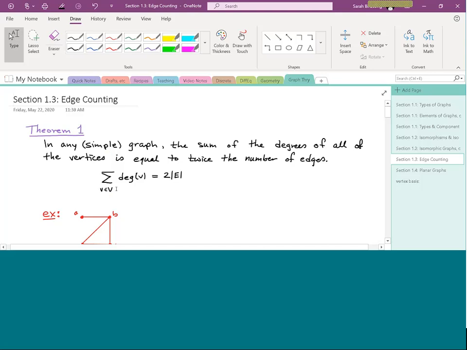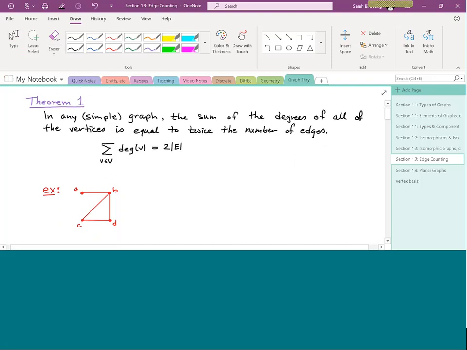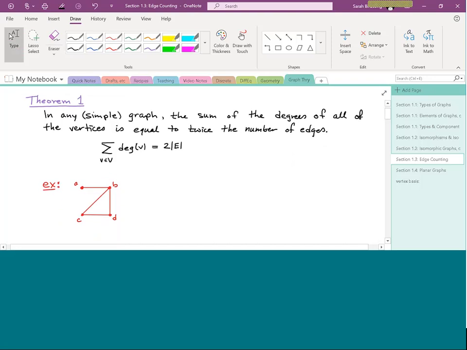Now, if you did remember Calc 2, they normally did indices where you had something like i equals 1 to n. This notation down here means we're not going to label them like that. This just means take every single vertex from your vertex set, take the degree, and then add all those degrees together. It's a little bit more advanced way of dealing with summations.